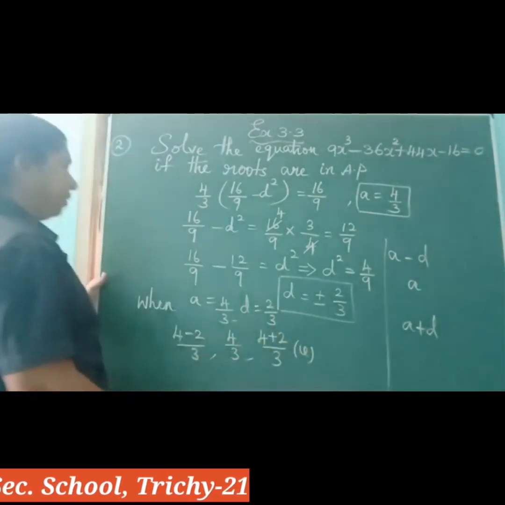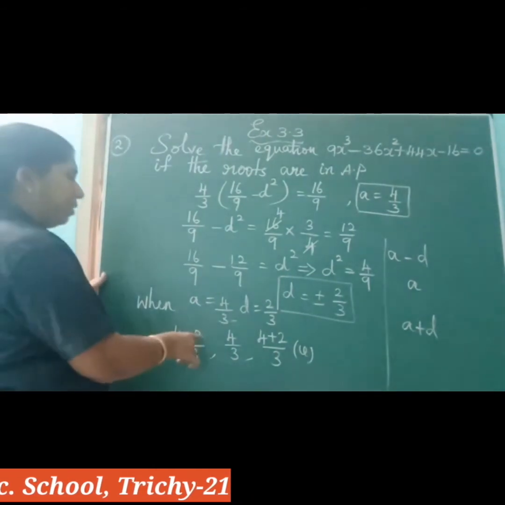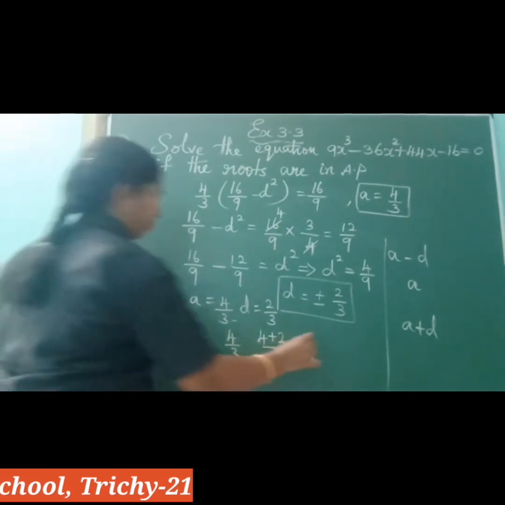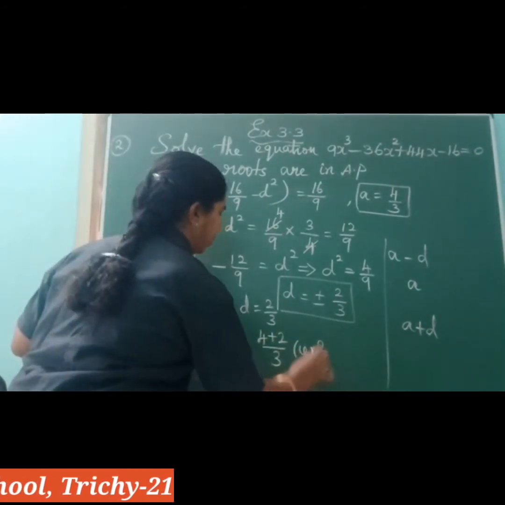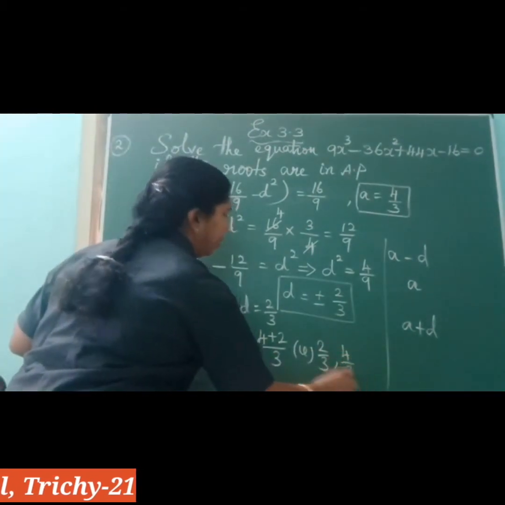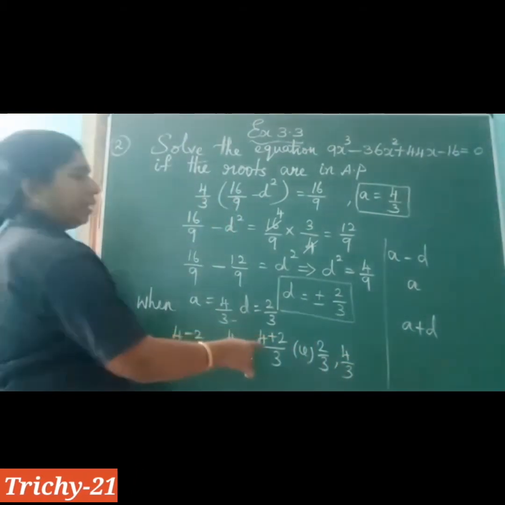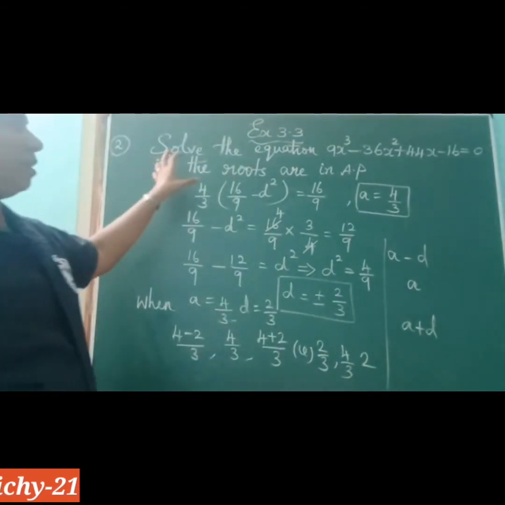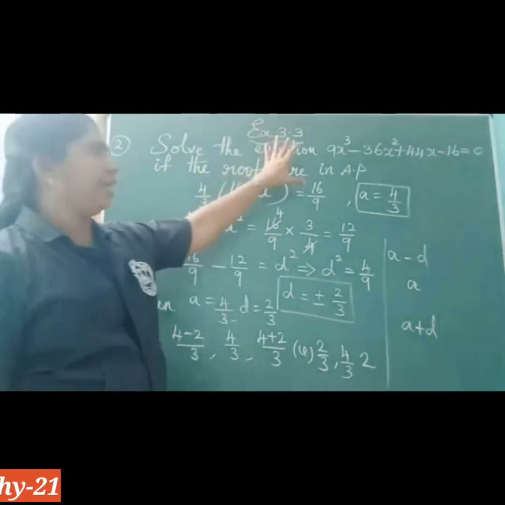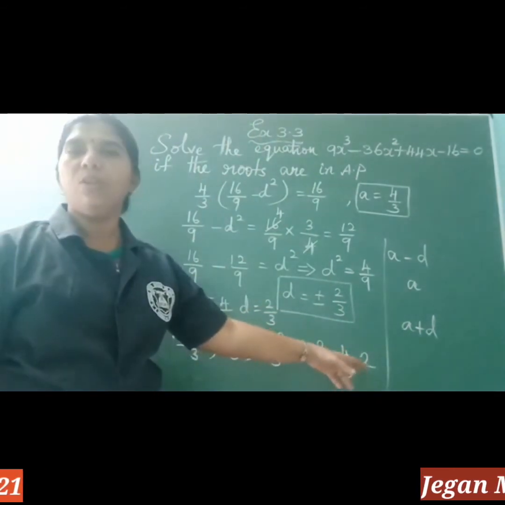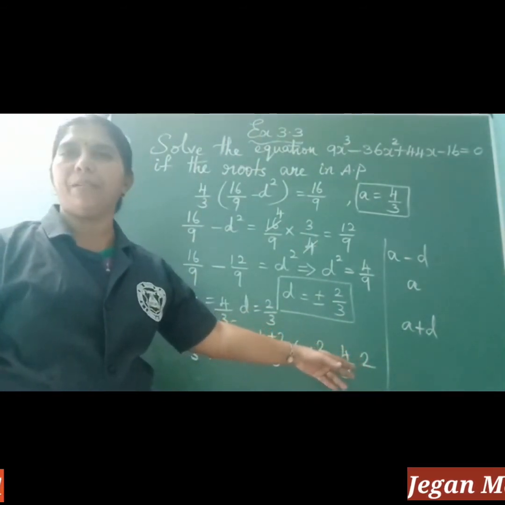Therefore the three roots are: 4 minus 2, 2 by 3. Second one, a is equal to 4 by 3. Last one, 4 plus 2, 6, 6 by 3 is equal to 2. Therefore, the roots of the given equation are 2 by 3, 4 by 3 and 2, which are in AP.